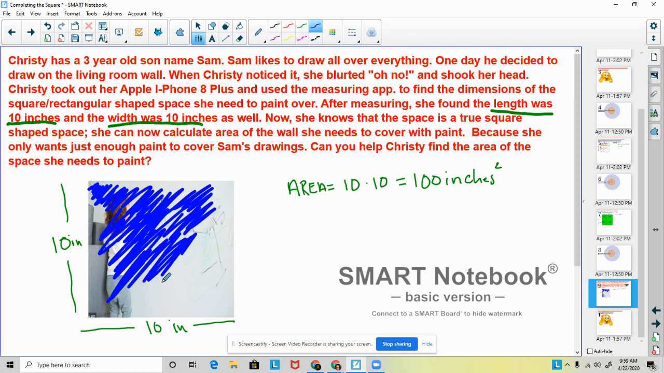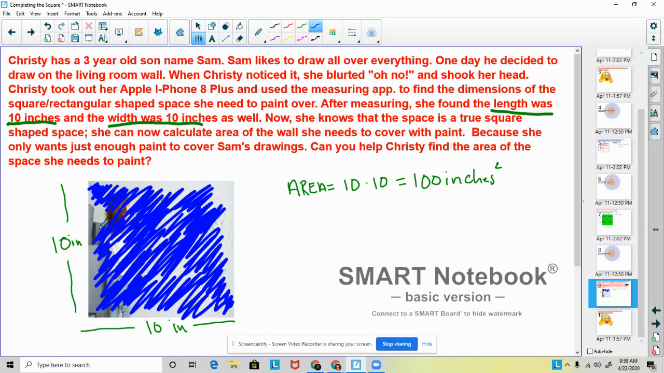Okay, so now guess what? You just saved Christy a lot of money because now she won't have to go in there and buy too much paint. And if you've been in Lowe's lately, you know that Lowe's paint is very expensive.